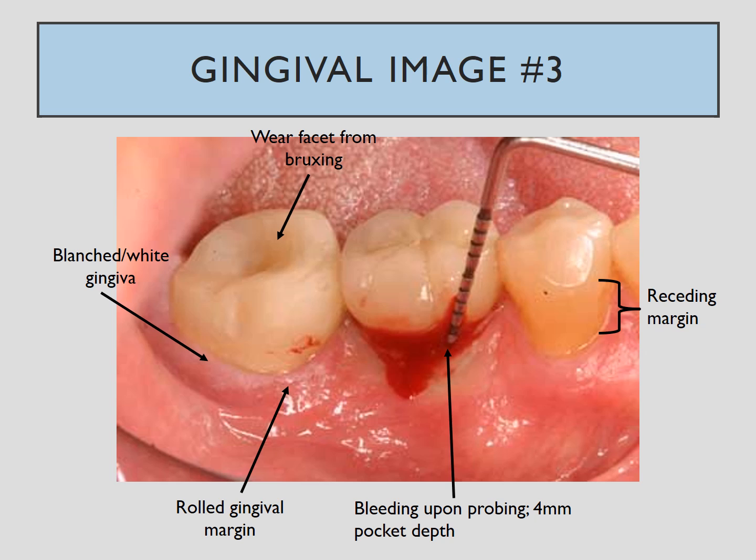On this gingival image, we can see the probe going down, showing a 4 mm pocket depth, and we do have bleeding upon probing. We can also see the receding margin and where she has wear facets from bruxing. There's rolled margins present in this gingival picture as well, and again we can see that blanched white gingiva.